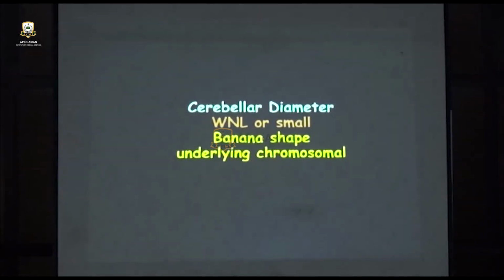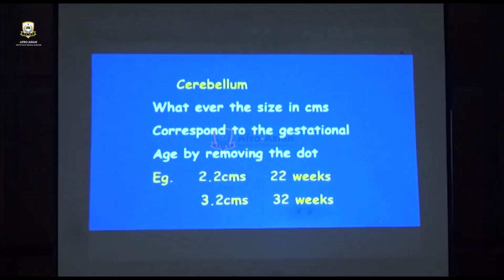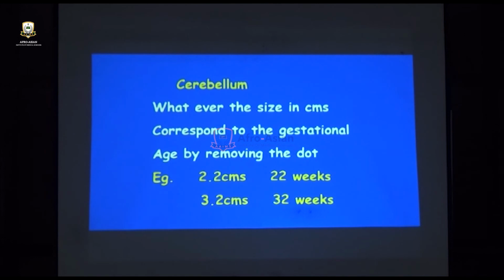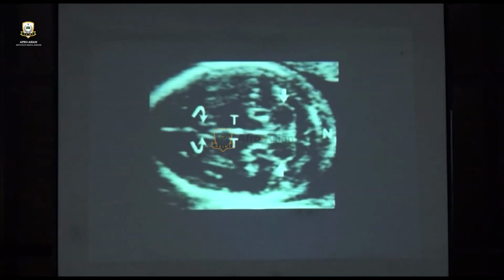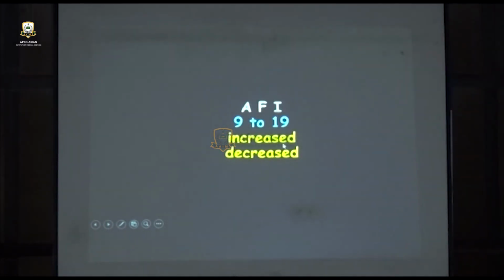So right here is the placenta, and I'll skip placenta because it was spoken earlier. Cerebellar diameter within normal limits, or small banana shape underlying chromosomal abnormality. Whatever the cerebellar diameter, 2.2 centimeter, remove the dot, becomes the weeks, provided that you know that you've taken the correct cerebellum. So the cerebellum, everybody knows, right here, rounded and from edge to edge.